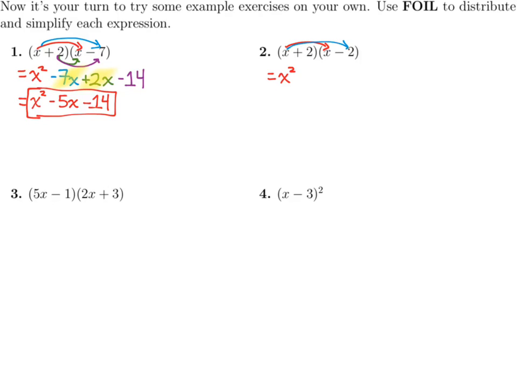Okay, x times x is x squared, x times negative 2, negative 2x, positive 2x, and then negative 4. The x's combine to 0x, and then if you want to have your answer look super nice, you write x squared minus 4. But the line above it with the 0x is also acceptable. Okay, number 3. Go ahead, pause the video, try it yourself. I'll still be here when you come back.